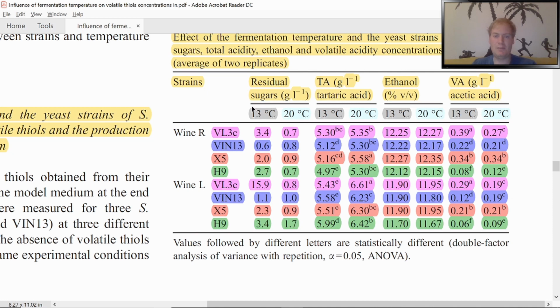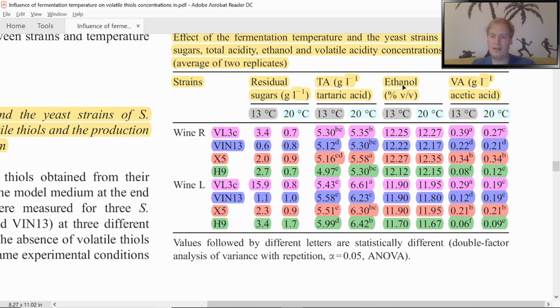Whereas at the lower temperature at 13 degrees, the yeast struggled quite a bit, and in one case even produced a semi-dry wine with 15.9 grams per liter. So here you see the yeast struggled quite a bit at these low temperatures. In terms of tartaric acid, we find higher levels in the 20-degree ferments compared to the 13-degree ferments. We will look at the reasons further below.